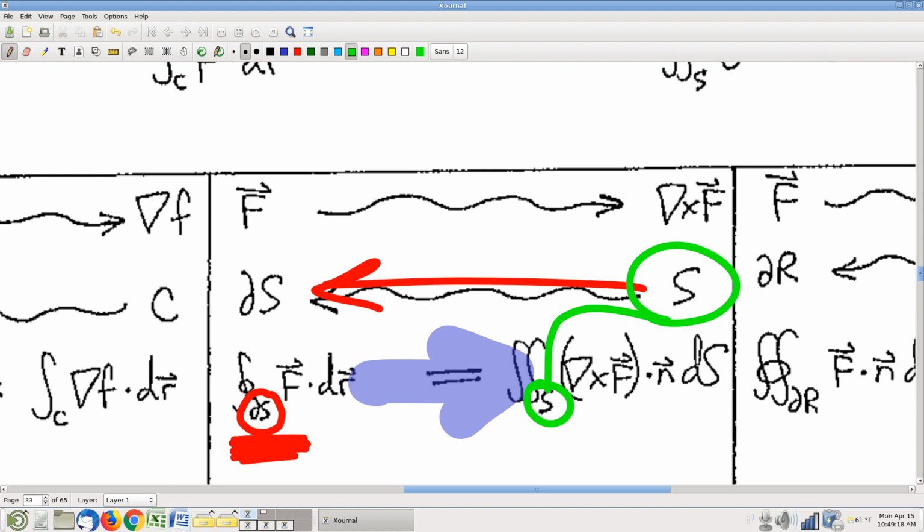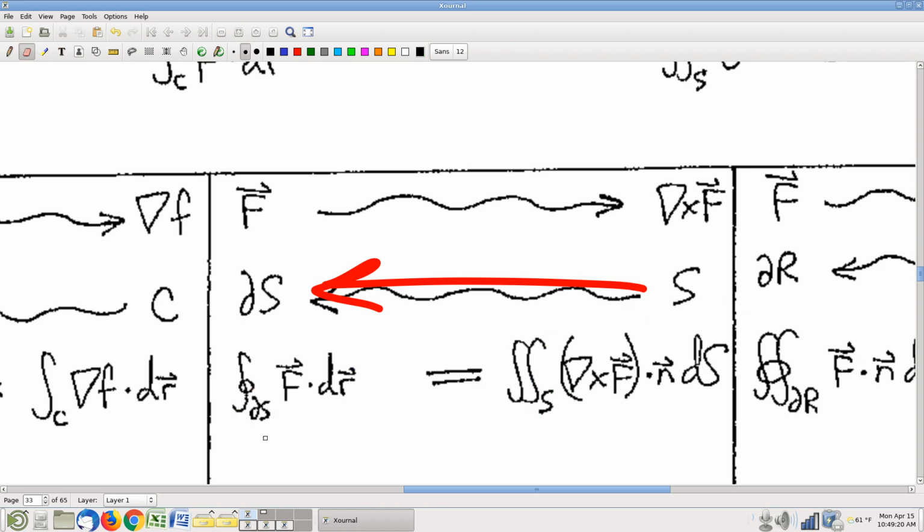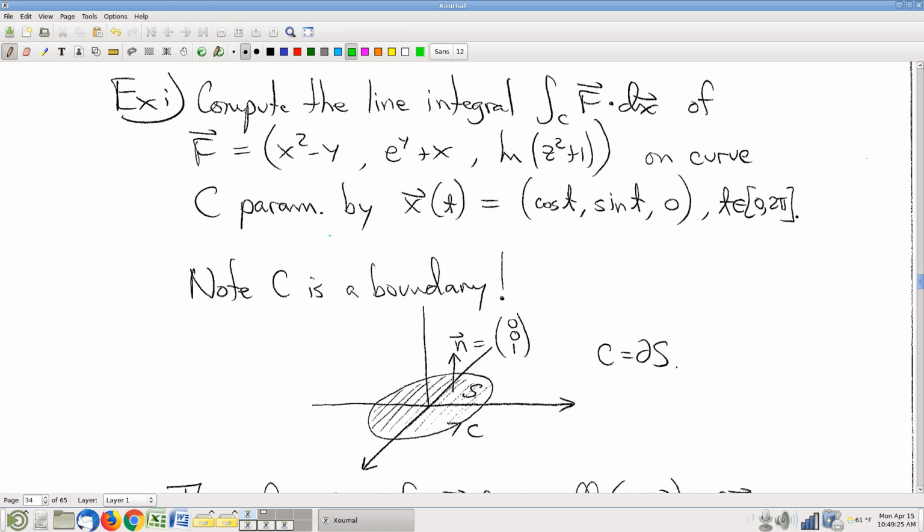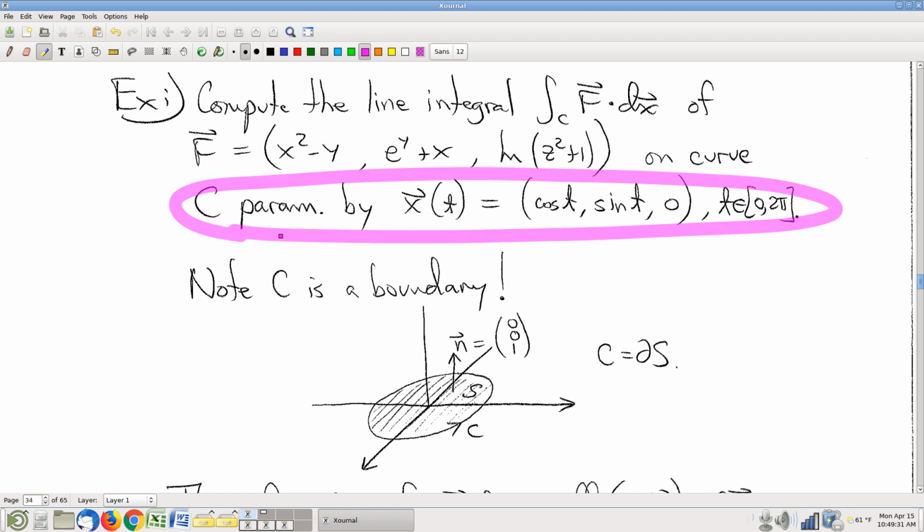Okay, so we better look and see. Is our curve here a boundary? And why, yes, it is. Here it is. Here's our curve. Trace that thing out. Fortunately, it's a familiar one, and we can directly see that it is a boundary of this surface here.